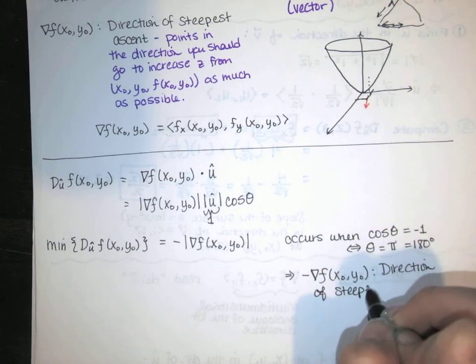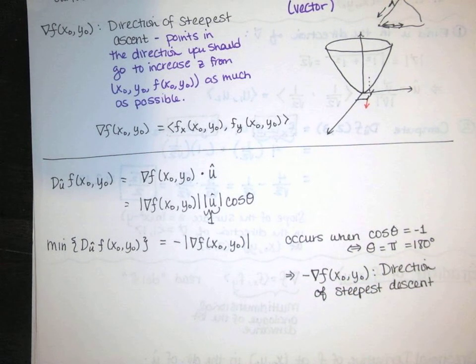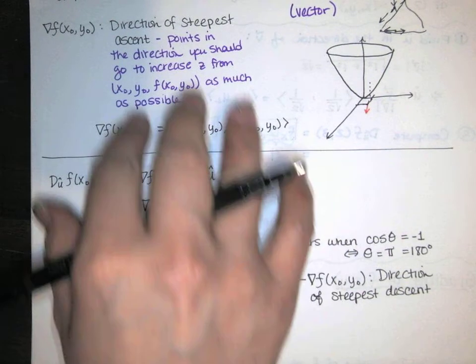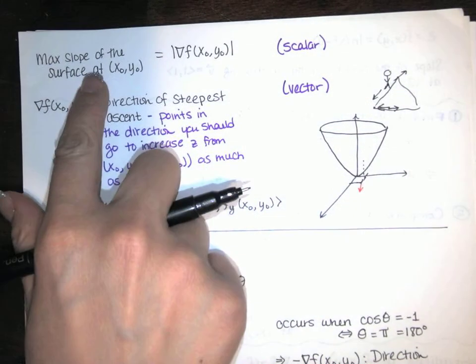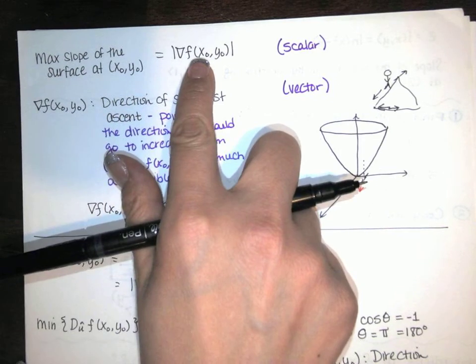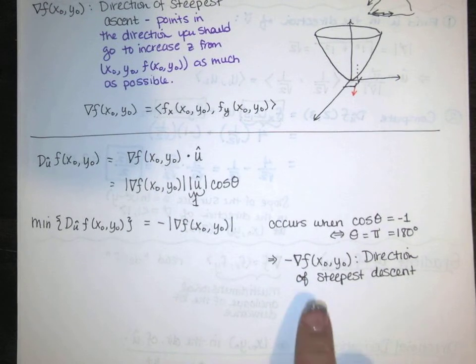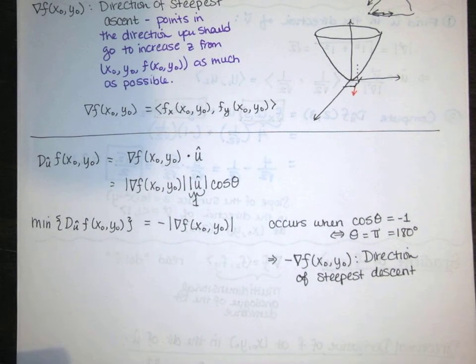I keep emphasizing descent. That's not normally how you say it. Direction of steepest descent. But I just want to distinguish it from the direction of steepest ascent up here. If you want the maximum slope of the surface, go this way, and that's what the slope is going to be. If you want the minimum slope of the surface, go this way, and that's what the slope is going to be.